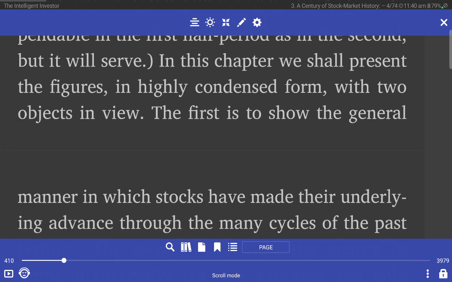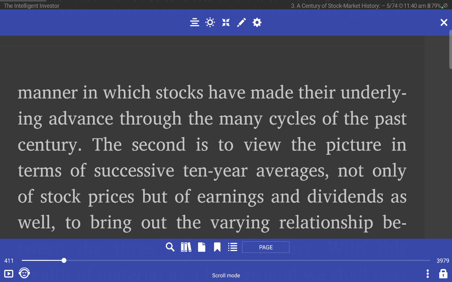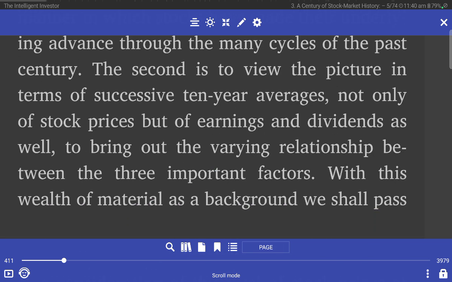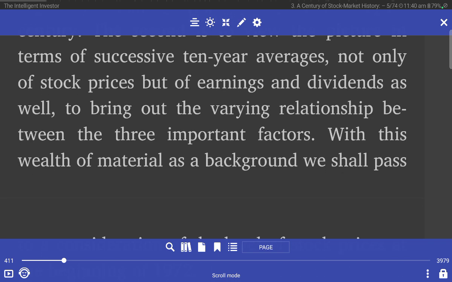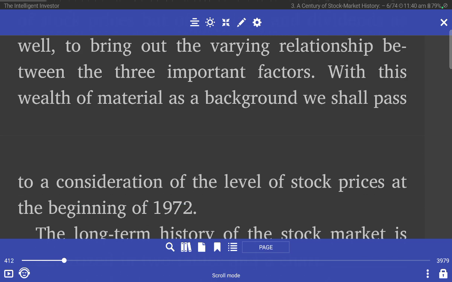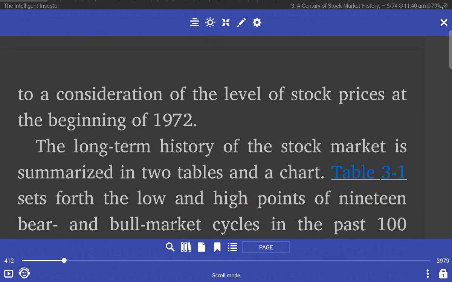The first is to show the general manner in which stocks have made their underlying advance through the various cycles of the past century. The second is a view of the picture in terms of successive 10-year adventures, not only of stock prices but of earnings and dividends as well. To bring out the various relationships between these three factors, with the wealth of material as background, we shall pass on to consideration of the level of stock prices at the beginning of 1972.